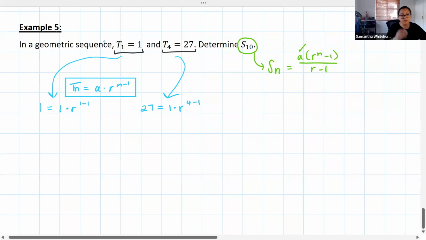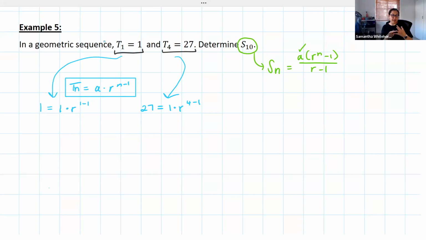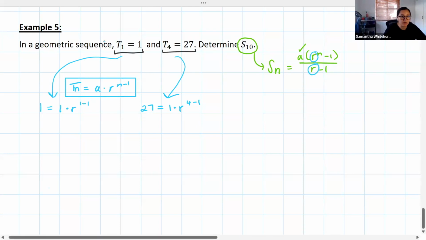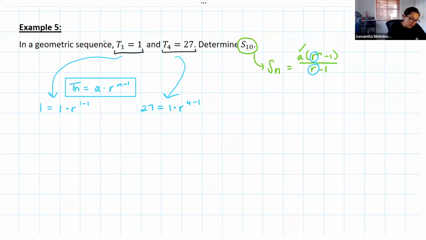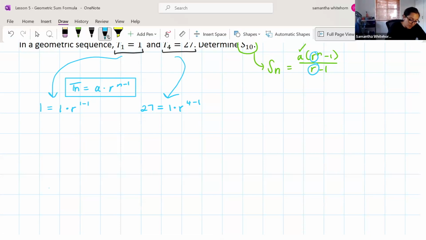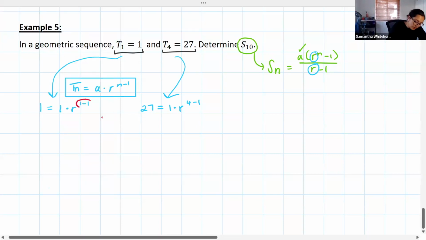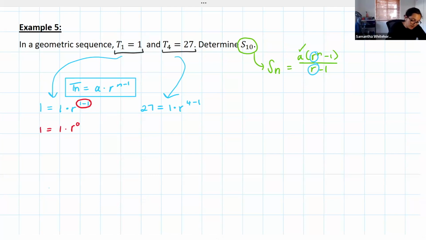That's it. Because I know what TN is, I know what A is, and I know what N is. All I don't know is what R is. And remember I said right at the start of the question, the only thing I don't know in order to get the sum is the R value. So if we go back to where we substituted in the value of term 1, I want you to see that this exponent, 1 minus 1, actually becomes R to the power 0. This R to the power 0 is the problem for me, because we know that anything to the power of 0 is 1. So this all just simplifies to 1, and that's not helpful for me. I want to find R.